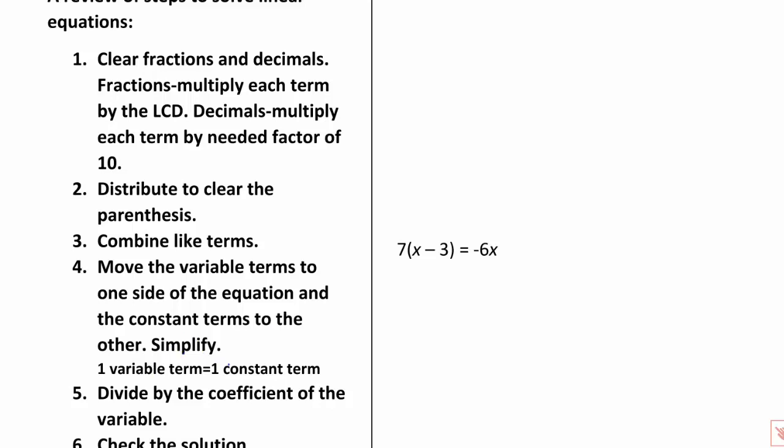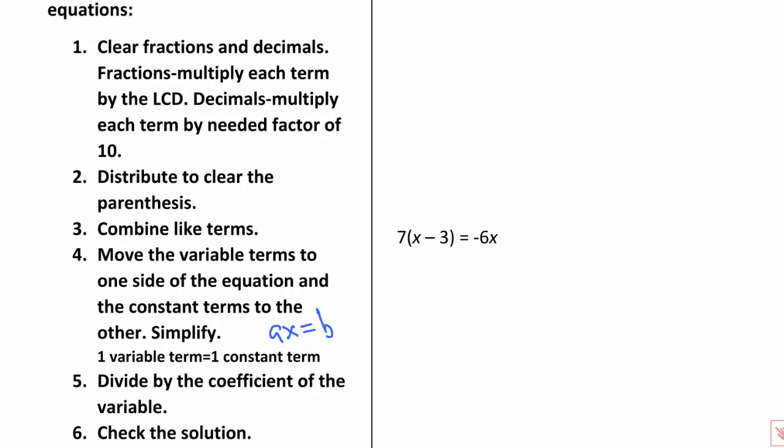One variable term equals one constant term. In other words, you want to get it to look like this: AX equals B. The fifth step is to divide by the coefficient of the variable, and the sixth step is to check the solution. Now, I want to talk about numbers 2 and 3 here. Basically, what this means is simplify both sides of the equation. That's really all it says.